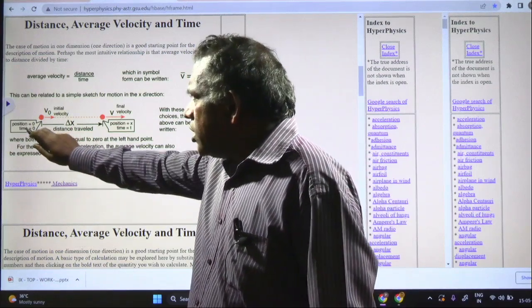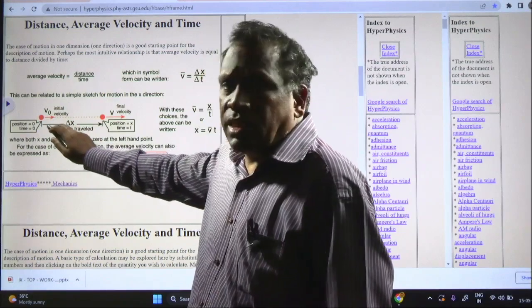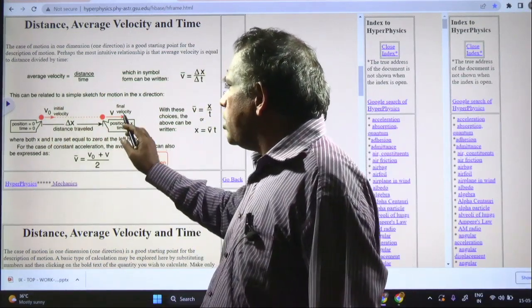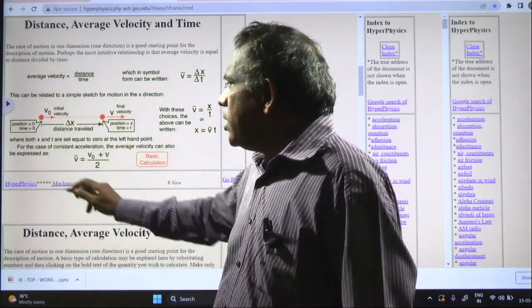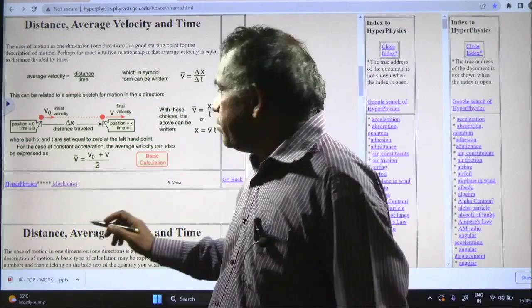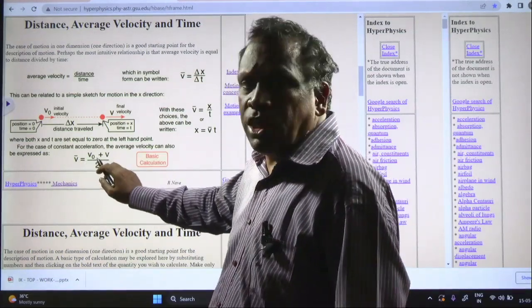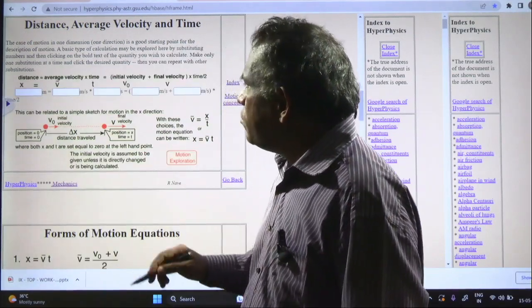When the body is at the initial position, the position is 0, and its velocity is the initial velocity, let us take v0. After a time t seconds, the velocity is v, that is the final velocity. It travelled a distance of delta x. In this way, average velocity is equal to initial velocity plus final velocity divided by 2. These are basic calculations.